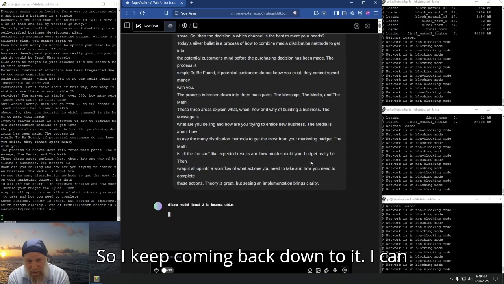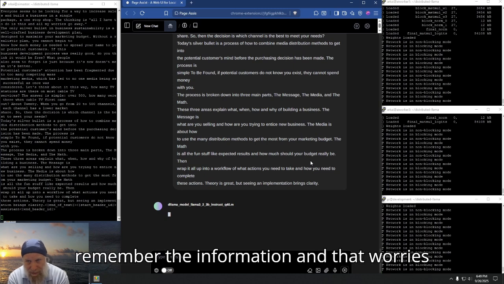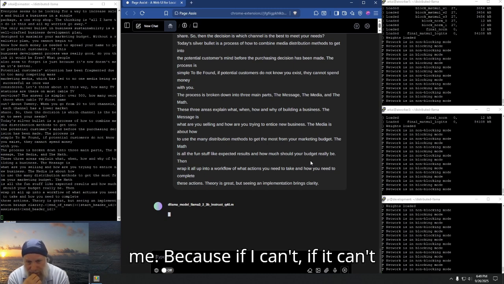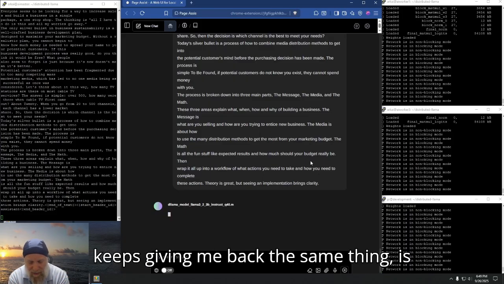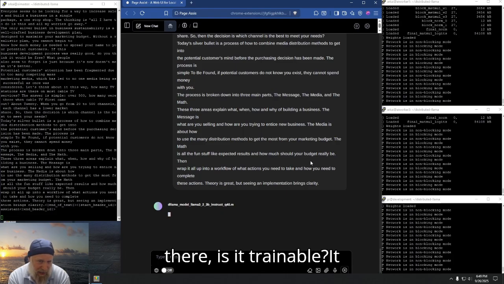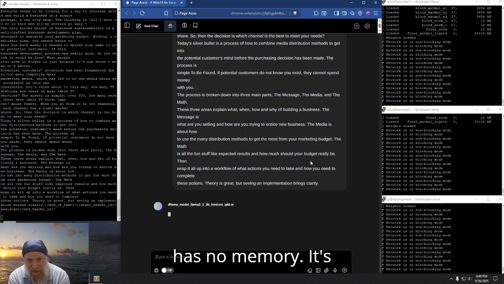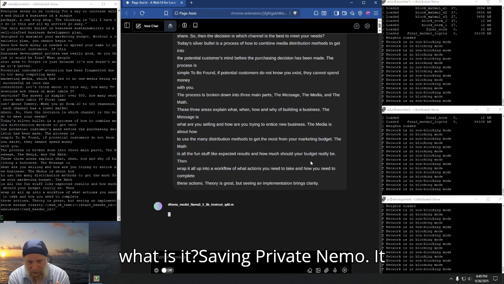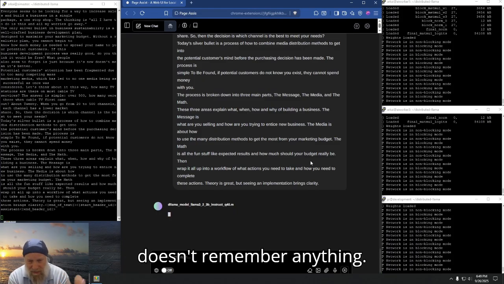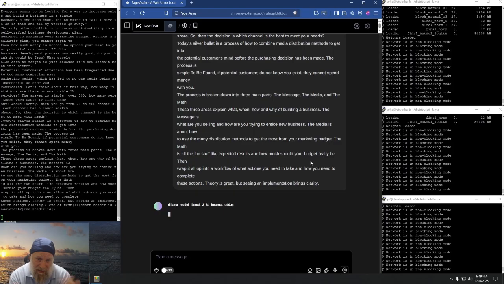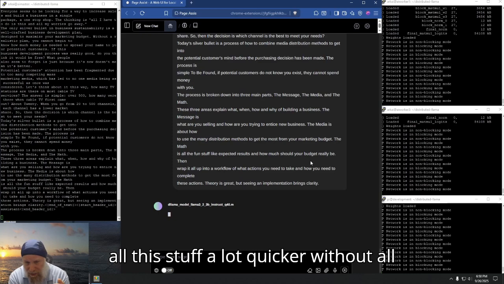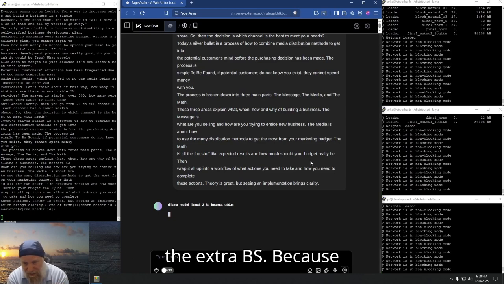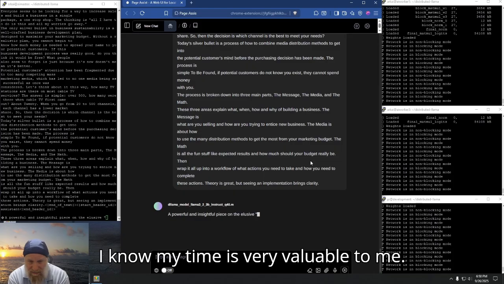So what I keep coming back down to is I can give it information, but it doesn't remember the information. And that worries me. Because if it can't grow with what I'm telling it and it keeps giving me back the same thing, is it trainable? It has no memory. It's like Dory from, what is it, Finding Nemo. It doesn't remember anything. I mean, I can get an 18-year-old to learn all this stuff a lot quicker without all the extra BS. Because I know my time is very valuable to me.